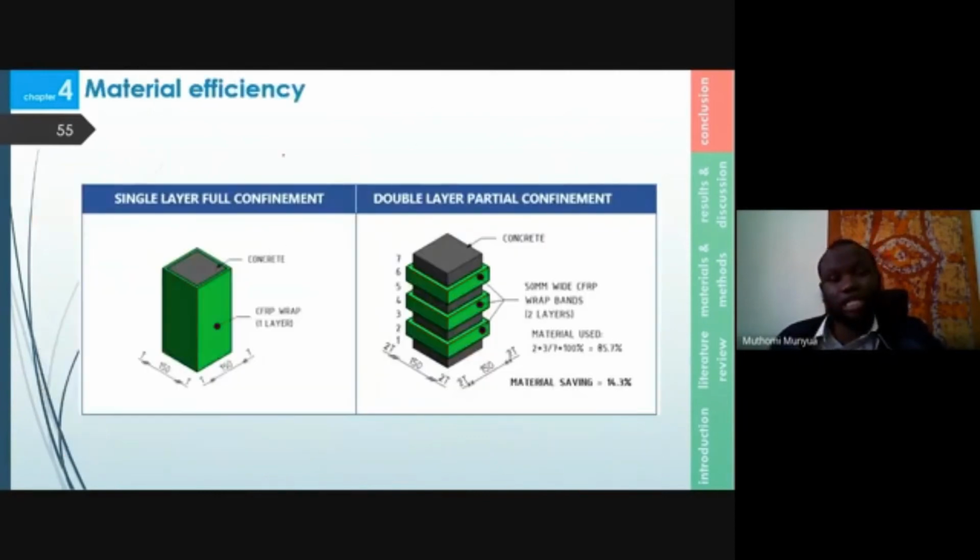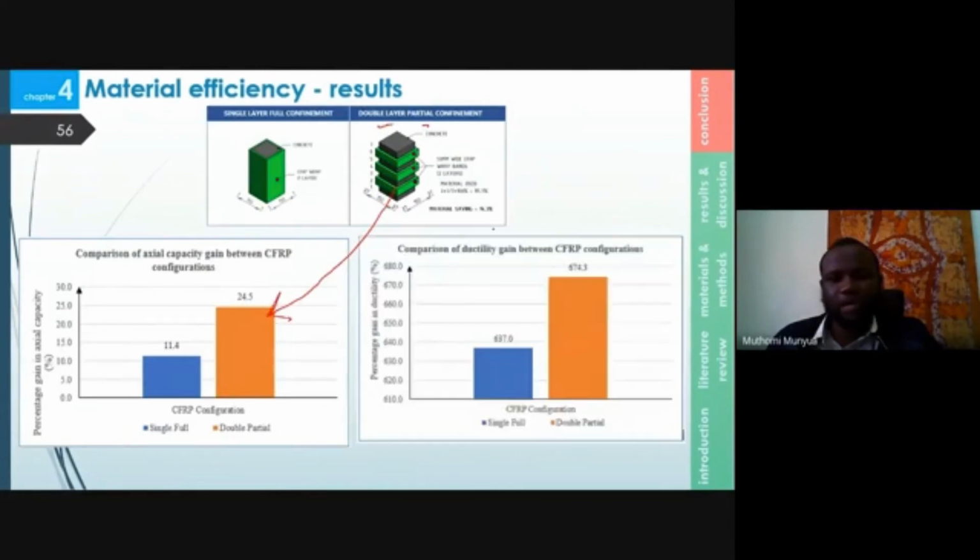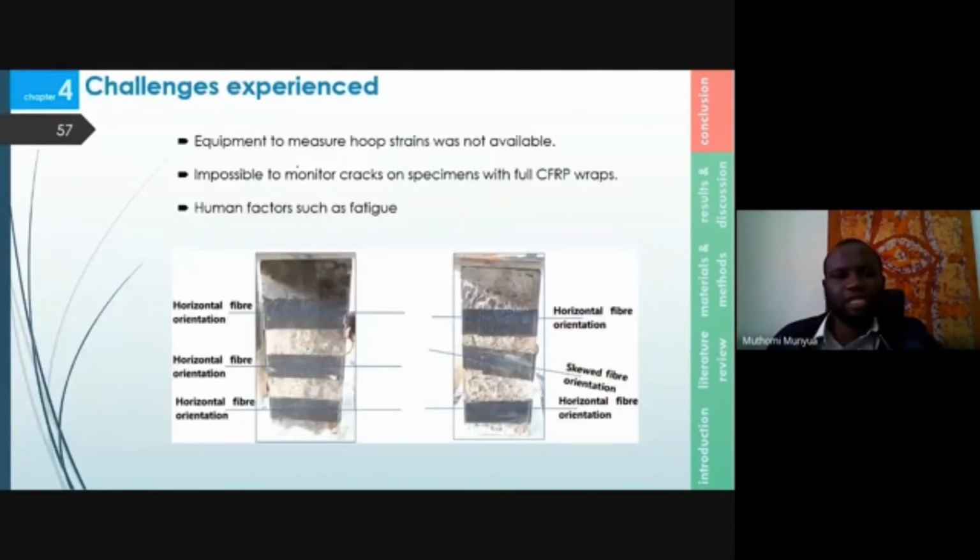The greatest takeaway of this research was the material efficiency, where a single full layer confinement was compared to double partial confinement. In this case, a material saving of 14.3% was realized, and in terms of mechanical properties, double partial confinement was more effective in axial capacity as well as ductility. Some challenges experienced in the study were that some equipment was not available, and some human factors such as fatigue led to some non-uniformity of the samples manufactured.